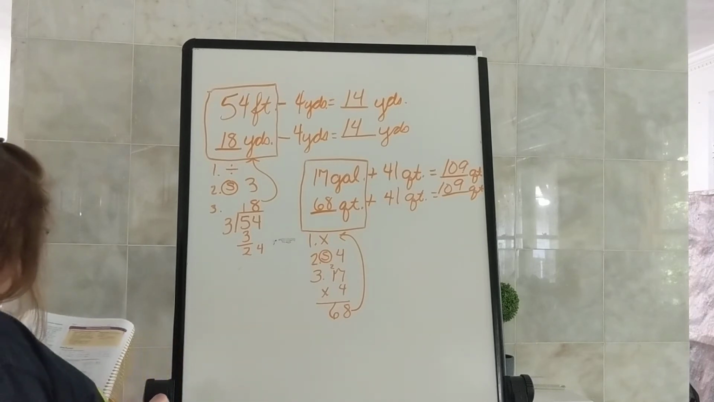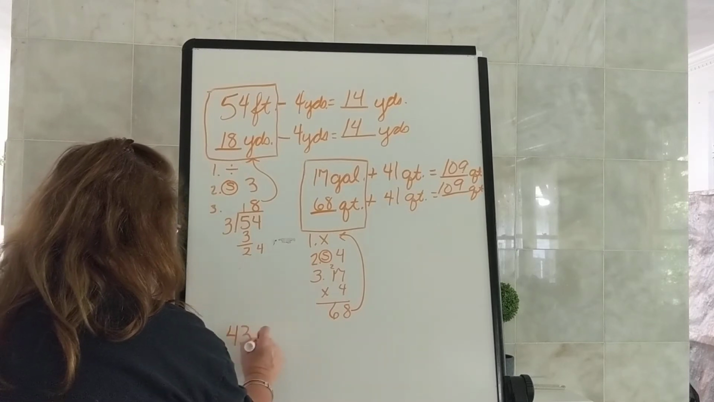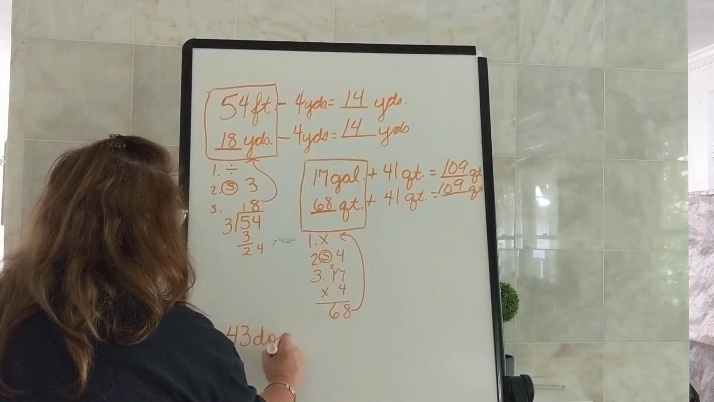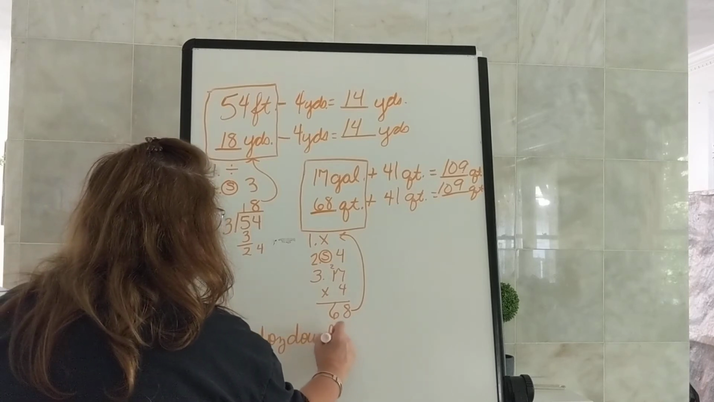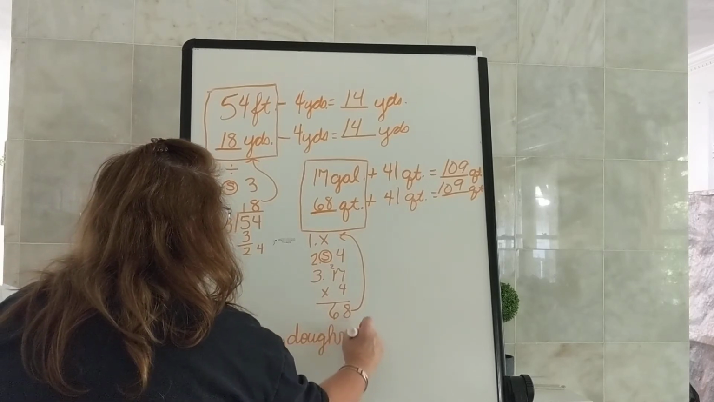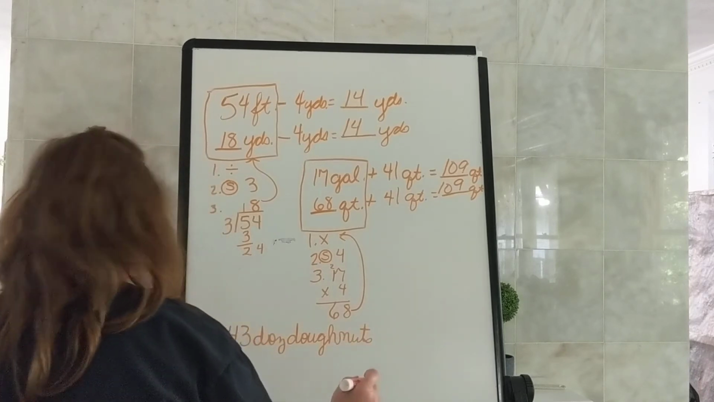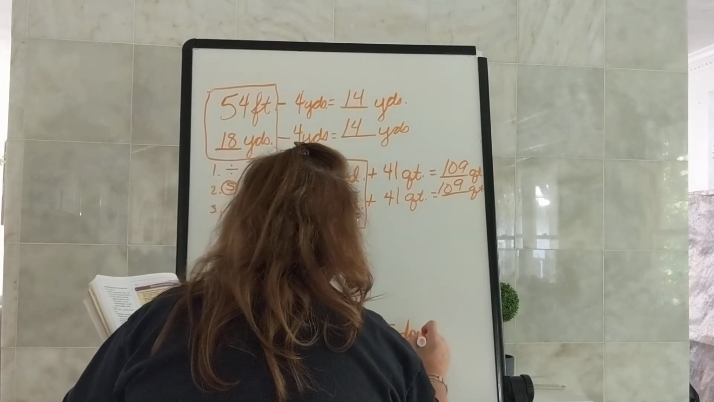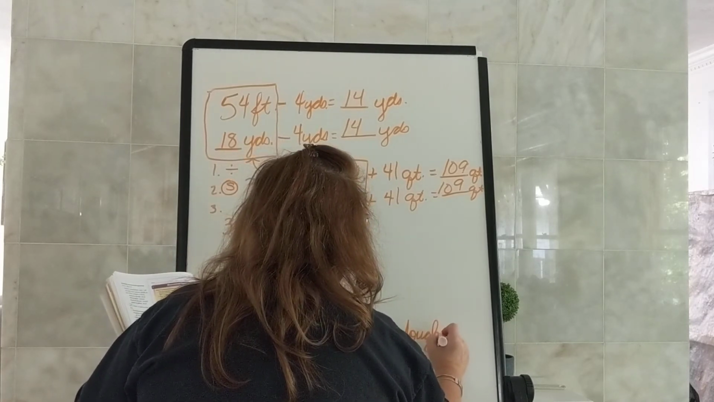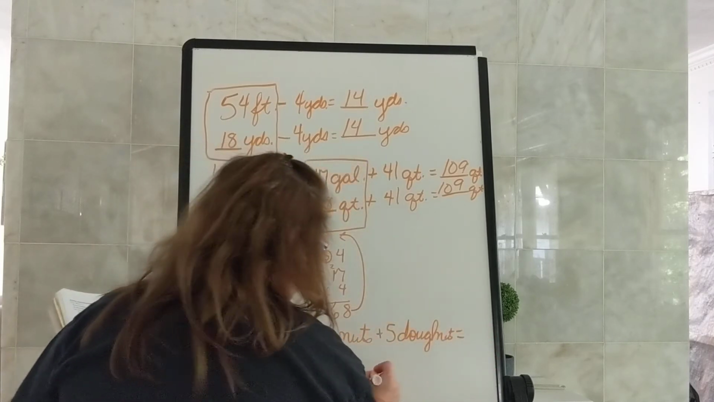Okay? Look at letter C. Letter C, we have 43 dozen donuts. That's a lot of donuts. 43 dozen donuts plus 5 donuts, that's funny. Plus 5 donuts equals, I ran out of room, blank donuts.